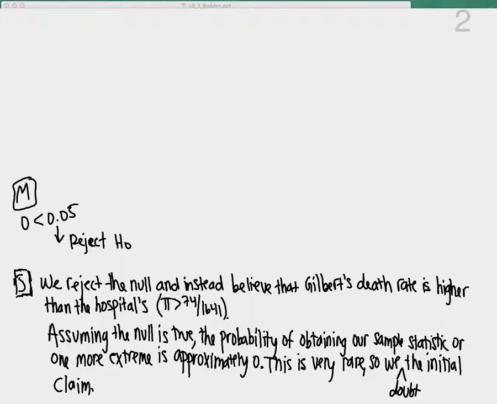Okay, does that make sense what these 2 sentences are saying, this last part? If our null was true, this would be the probability of getting the sample statistic that we got. Because that's so small, we think that our null is not true. We question the claim of the null. Yeah? Okay. Questions? This is one of those problems that you're just going to have to get practice with.